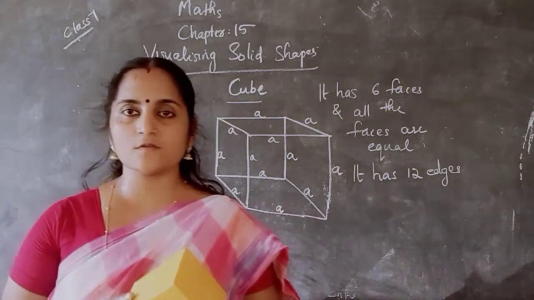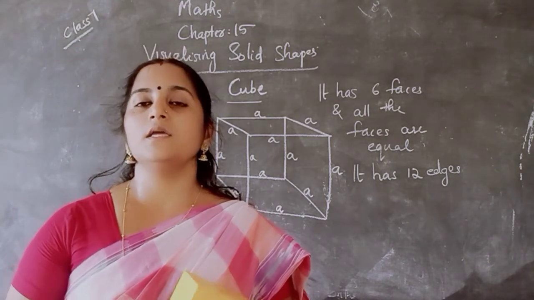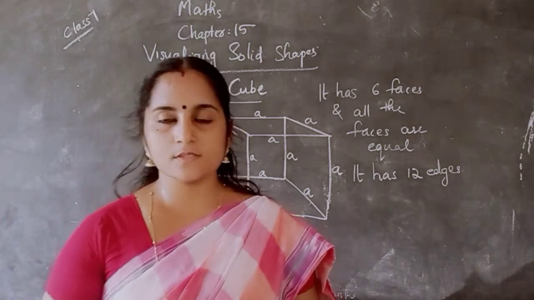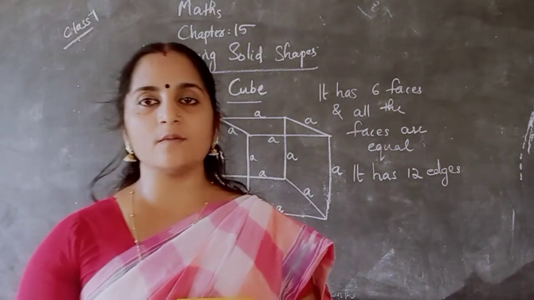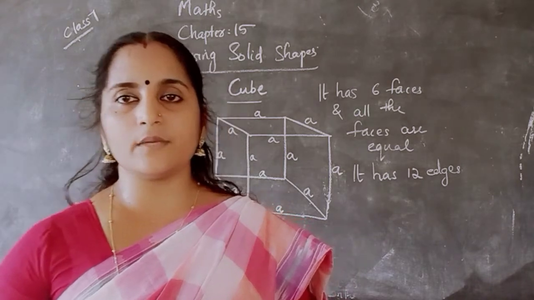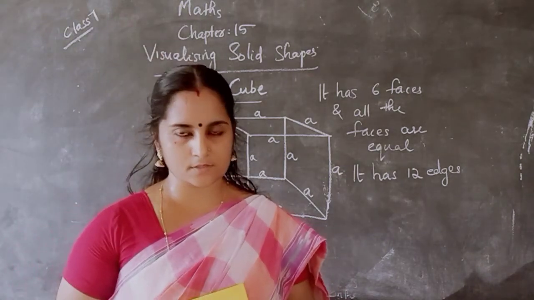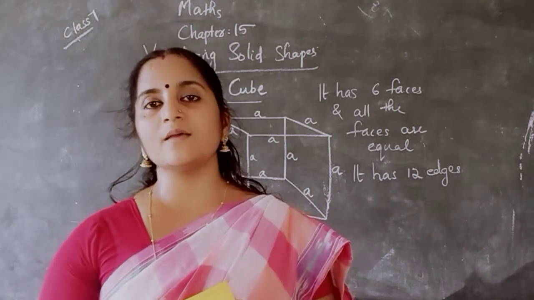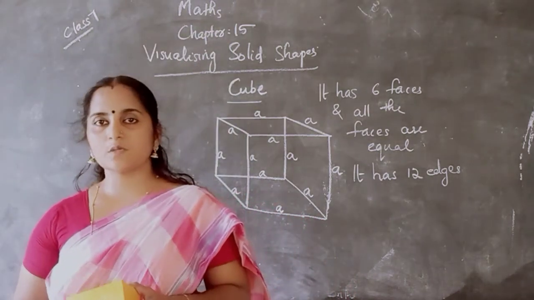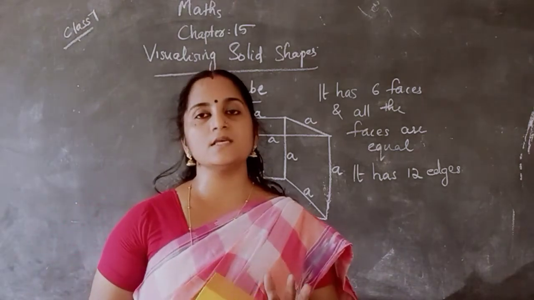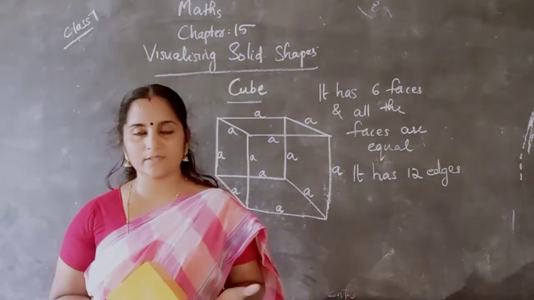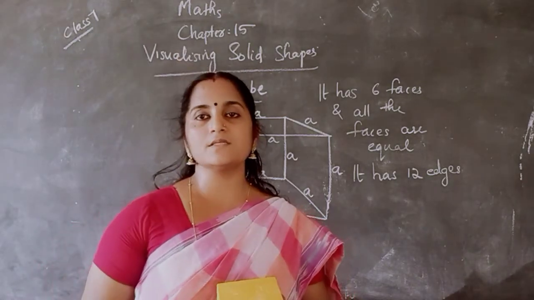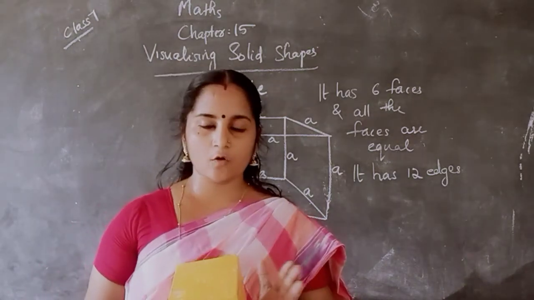All the faces are of square shape, and you know the equation to find the area of a square: side into side. How many times is it repeated here? 6 times, because we have a total of 6 faces. So a square plus a square plus a square, 6 times. So its area is 6a square. That we will discuss later. I just explained what the area of a cube is: 6a square.